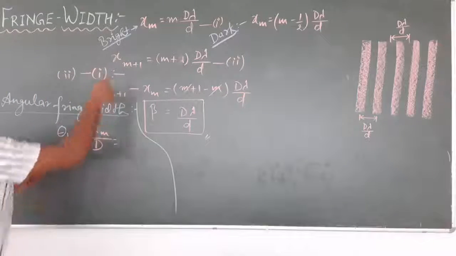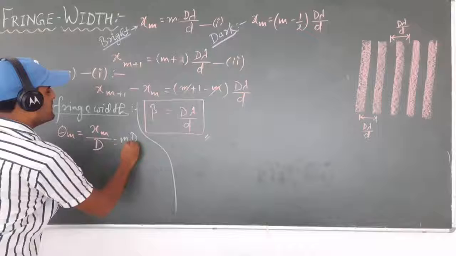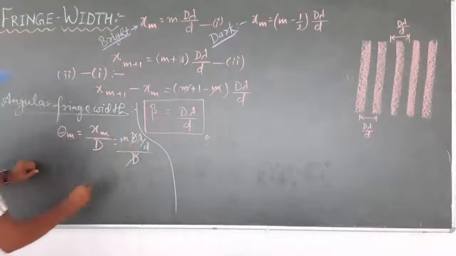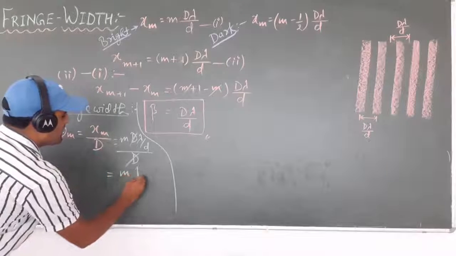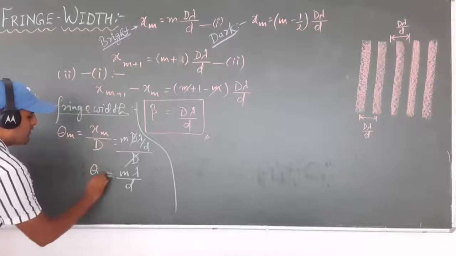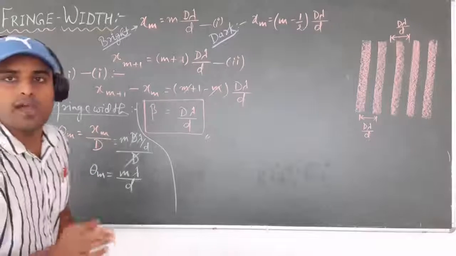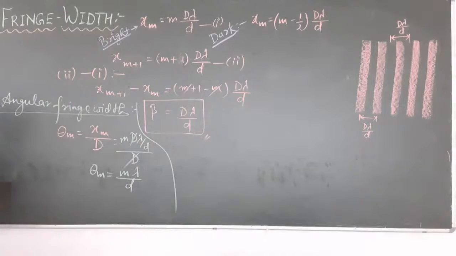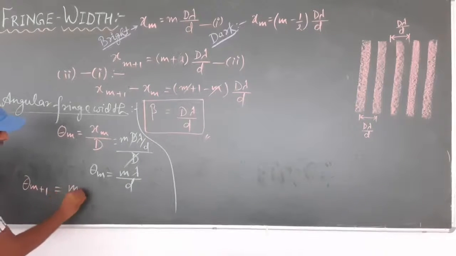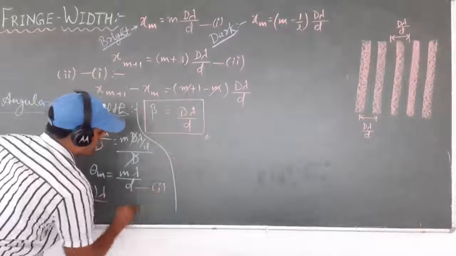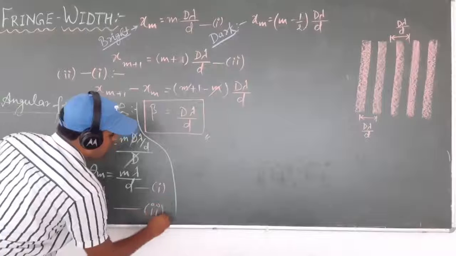xm हमको पहले से पता है. What is xm? m D lambda by d upon capital D. Capital D will be cancelled. So m lambda by d. This is the angular position of the mth fringe. और हमको एंगुलर विड्थ निकालना है, तो हम एक और फ्रिंज फाइंड करेंगे, मतलब m plus 1th फ्रिंज. So theta m plus 1, the position of the m plus 1th fringe, will be m plus 1 lambda upon d. This is equation number 1 and this is equation number 2 for angular fringe.